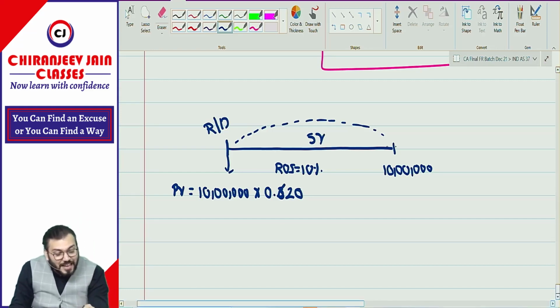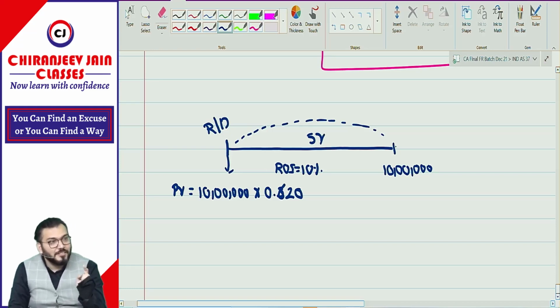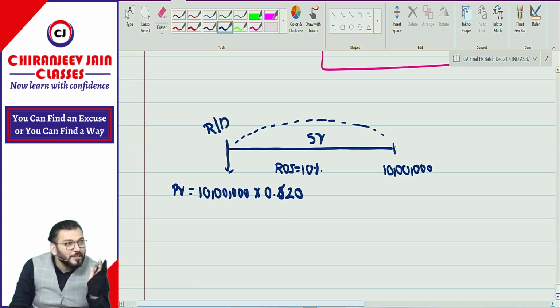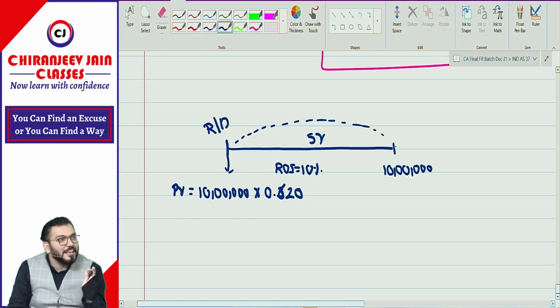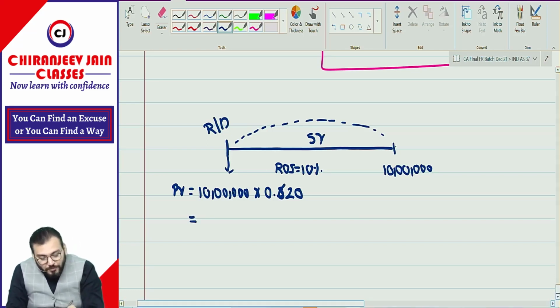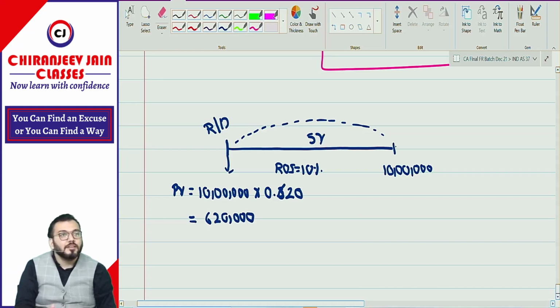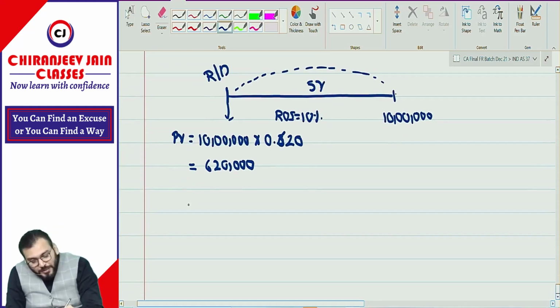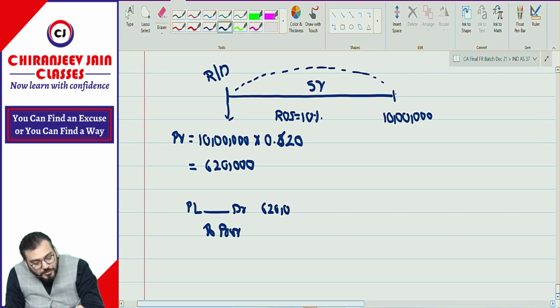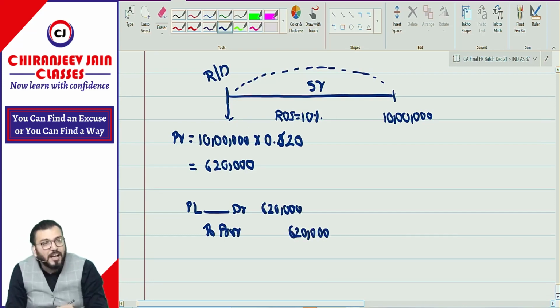It is payable at the end of 5th year. We don't require an annuity factor. I want the present value factor as per mathematics. So it will be 6,20,000. Correct? So what journal entry have you recognized? PL account debit to provision. How much? 6,20,000. But at the end of the 5th year, you will pay how much?